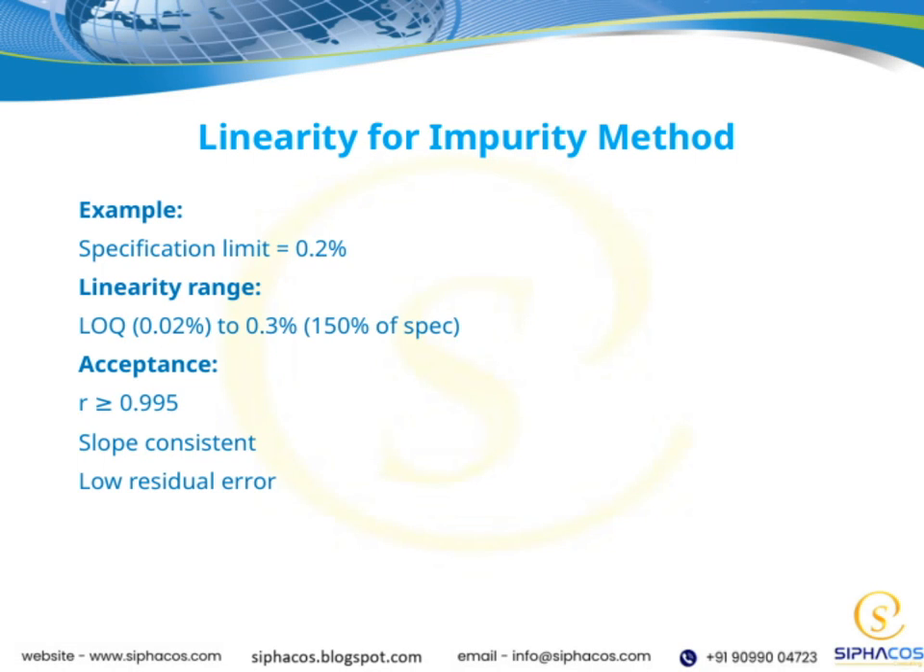For this example, suppose our specification limit is set at 0.2%. When we assess linearity, we consider a range starting from the LOQ, or limit of quantification, which is 0.02%, up to 0.3%, which is actually 150% of our specification limit. Now, what do we look for to confirm good linearity?